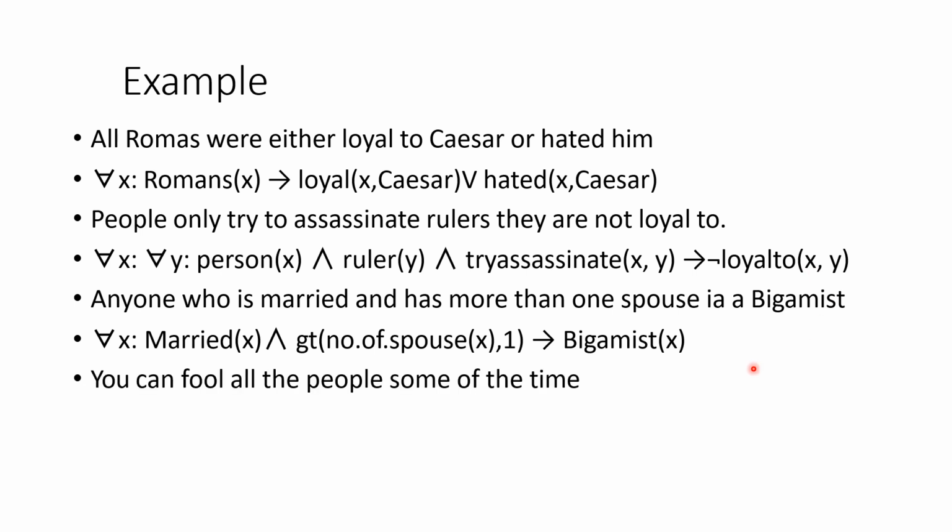You can fool all the people some of the time. So you can see for all X, all the people means all X. Some of the time we will represent using some Y, some T. Then X is a person implies that time is T and can fool X comma T.